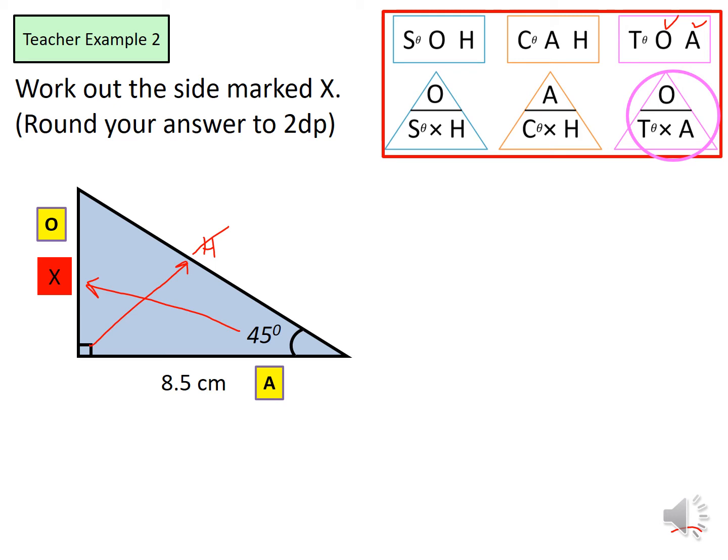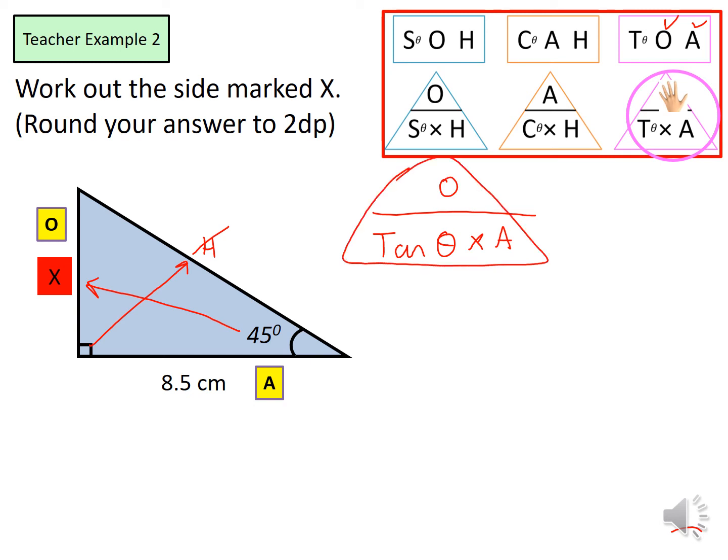Now what we need to do is cover up the one we are trying to find. That is the opposite, so you would cover it up like this. What you would have written down is tan theta, or angle, multiplied by my adjacent over my opposite. Make a triangle out of it. Which one are we covering up? The opposite, or shading it in, and you're left over with tan theta, angle, times my adjacent. Now we can substitute our values in.